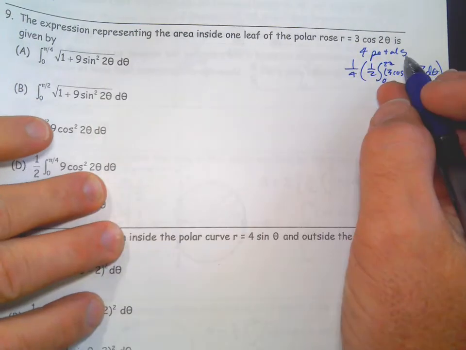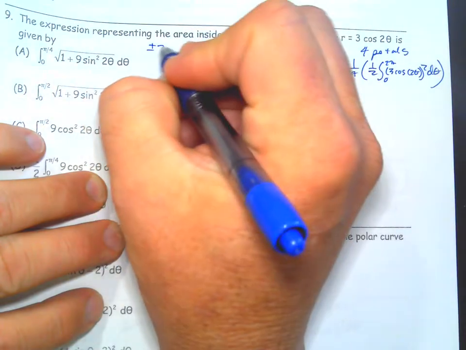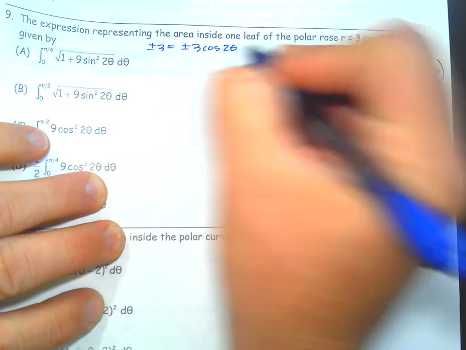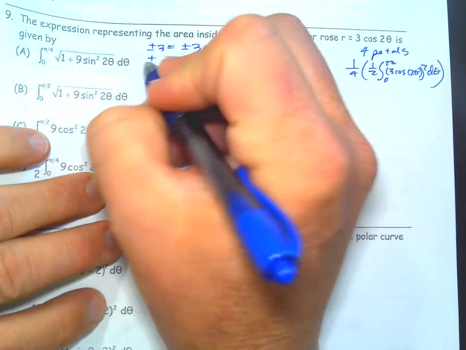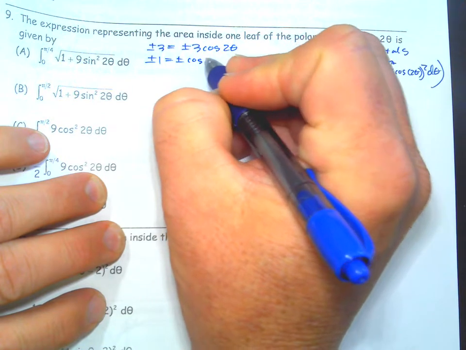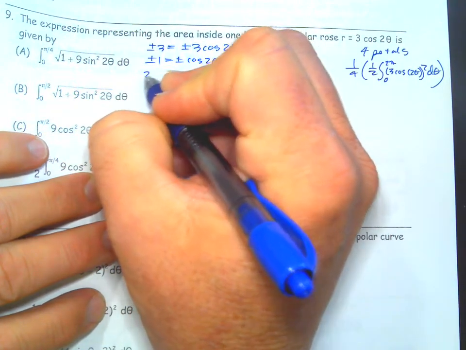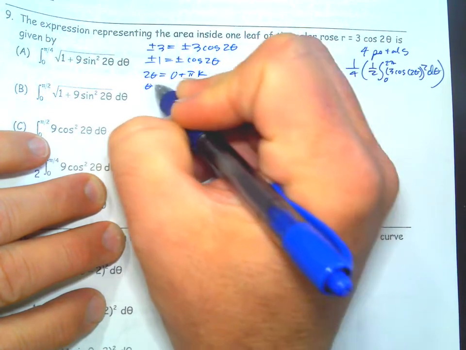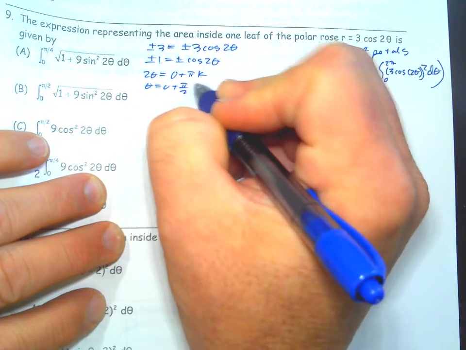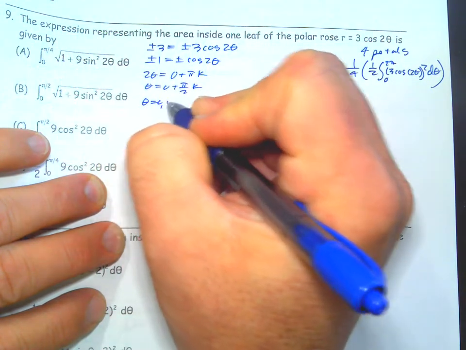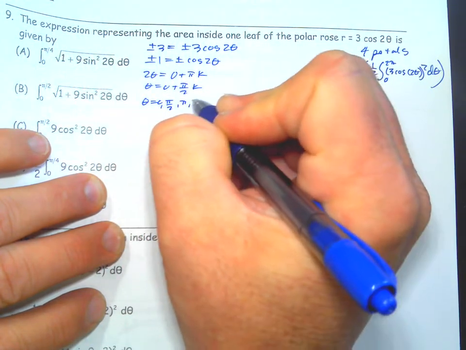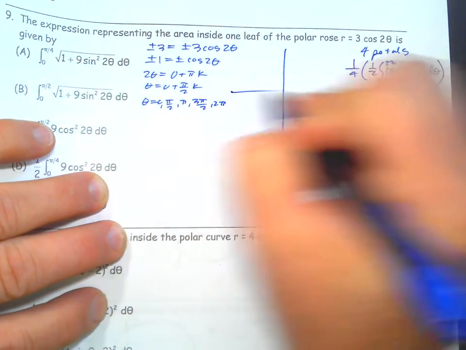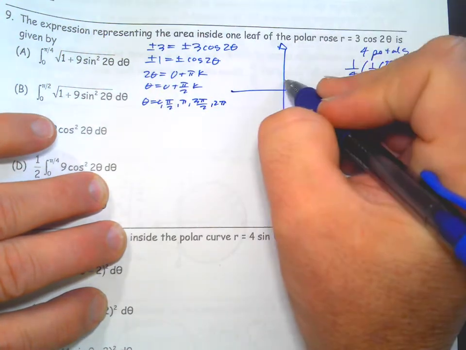So there's 4 petals. We want to find the tips of the petals by setting the radius equal to the extreme radius. So 2 theta equals 0 plus pi k. Theta equals 0 plus pi over 2 k. Theta equals 0, pi over 2, pi, 3 pi over 2, 2 pi. So that's where the tips are. I'm going to do a quick sketch. The radius is 3.